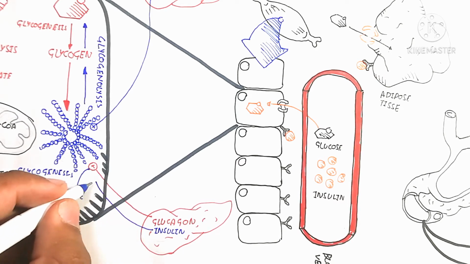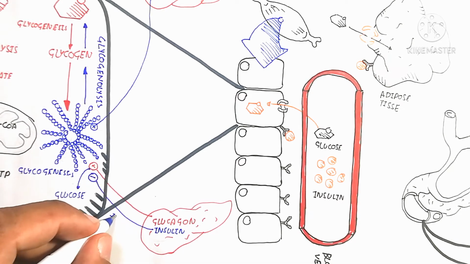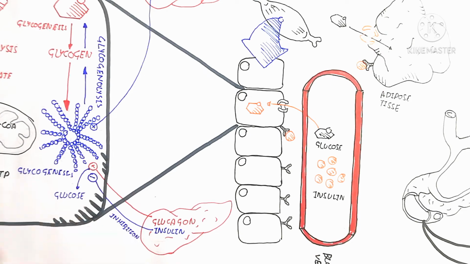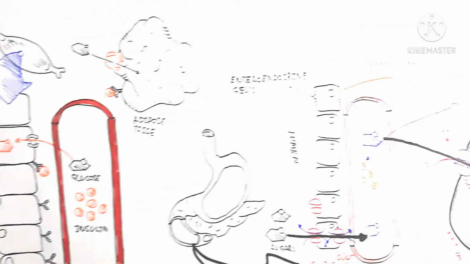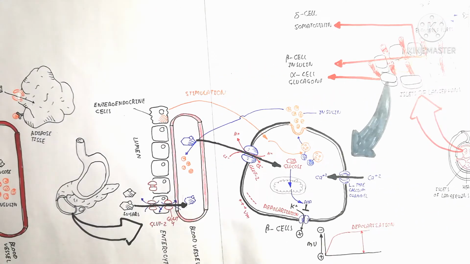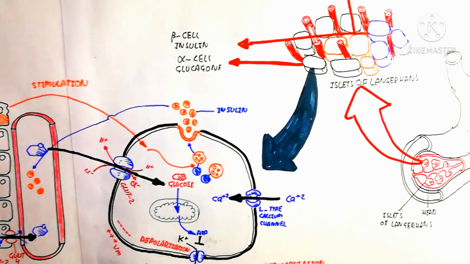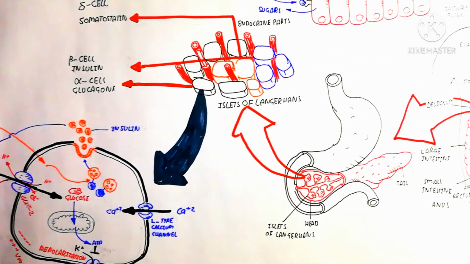So here the glucagon will increase the glucose. On the other hand, the insulin will decrease the catabolism. So the glucagon is used for catabolism and insulin is used for anabolism.